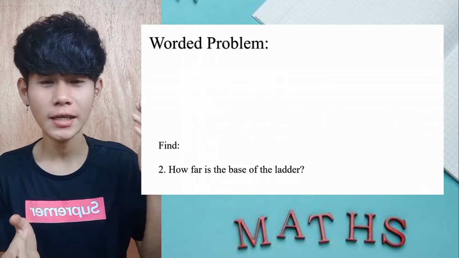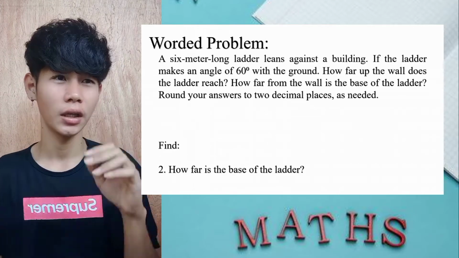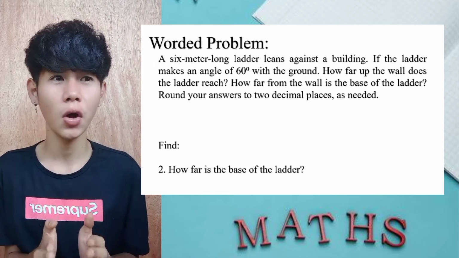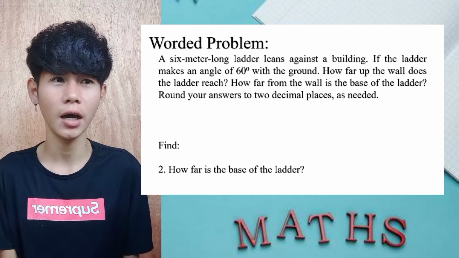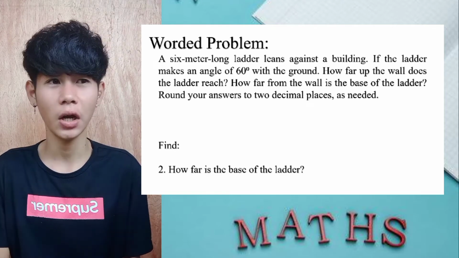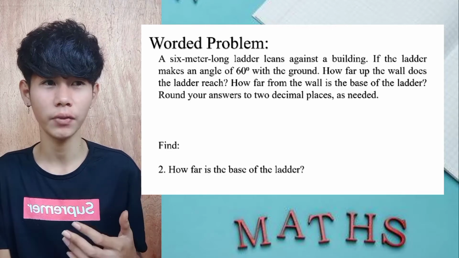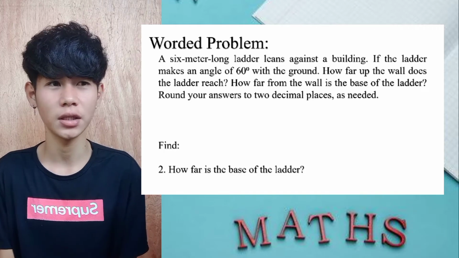And now the last one, which is the real life application or the worded problem. So now this is our worded problem. A 6-meter long ladder leans against a building. If the ladder makes an angle of 60 degrees with the ground, how far up the wall does the ladder reach? And how far from the wall is the base of the ladder? Round your answer to 2 decimal places as needed.